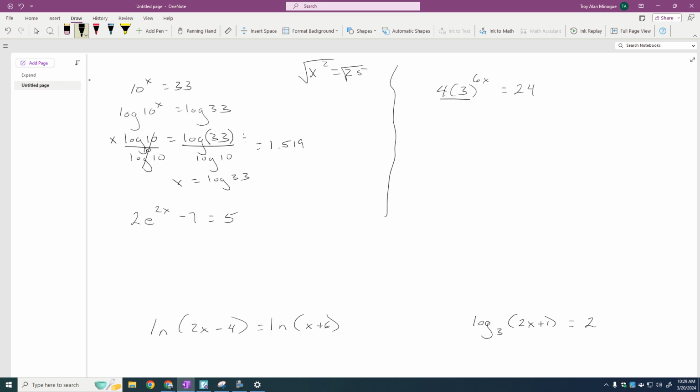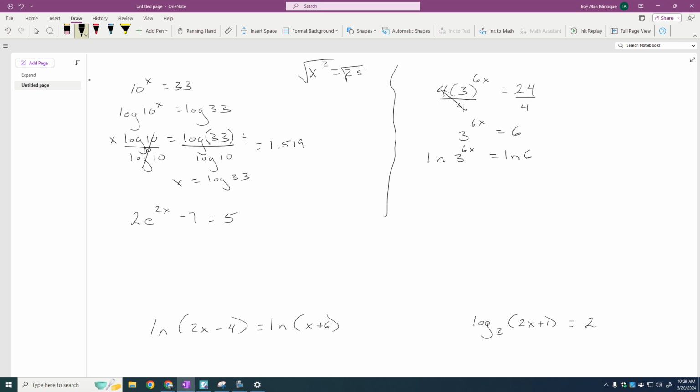All right, so to isolate this, I need to undo this multiplying by 4, so I'm going to divide both sides by 4. 3 raised to the 6x needs to equal 6. That's 24 divided by 4. Okay, just for the fun of it, I'm going to use ln. So I'm going to take the natural log of 3 to the 6x equals the natural log of 6. If you use log, you will get the exact same answer.